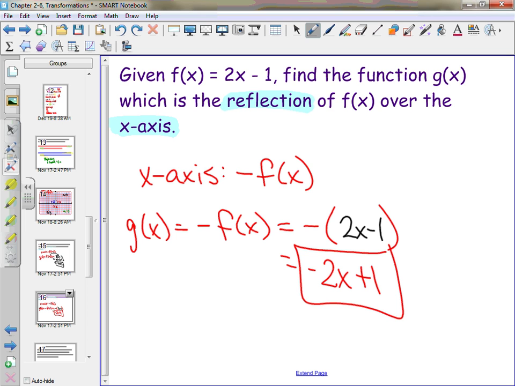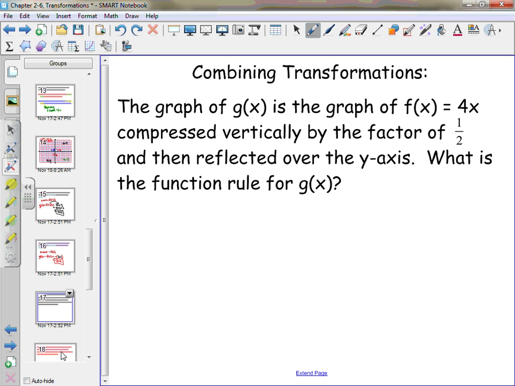All you have to remember, don't make it difficult. When it's over the y-axis, you replace x with negative x. When it's over the x-axis, you distribute a negative into the function. That's it. Okay? When it's reflected over the y-axis, you replace x with negative x. When it's reflected over the x-axis, you distribute a negative to the whole thing. That's it. Okay? Now, this is combining two functions together.